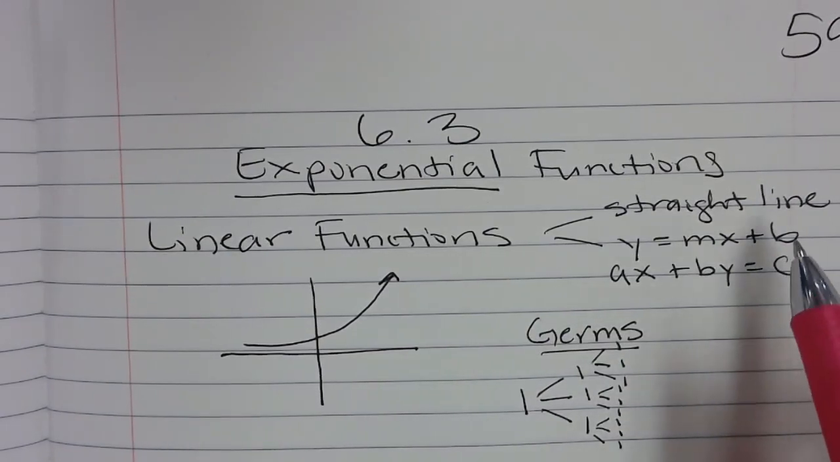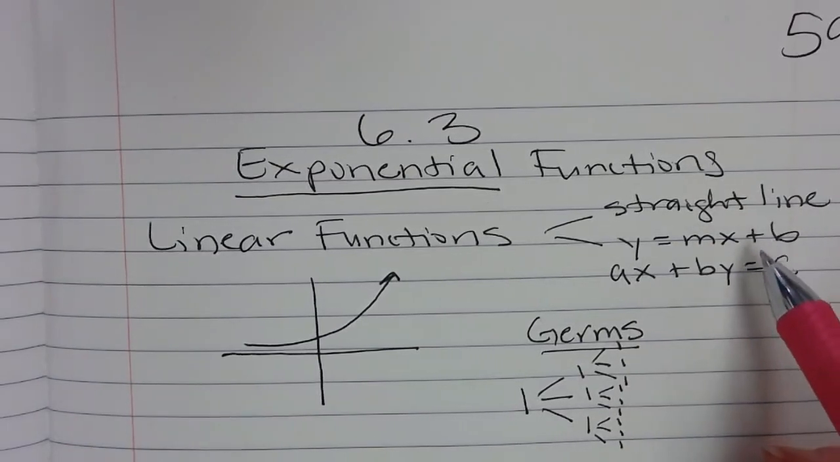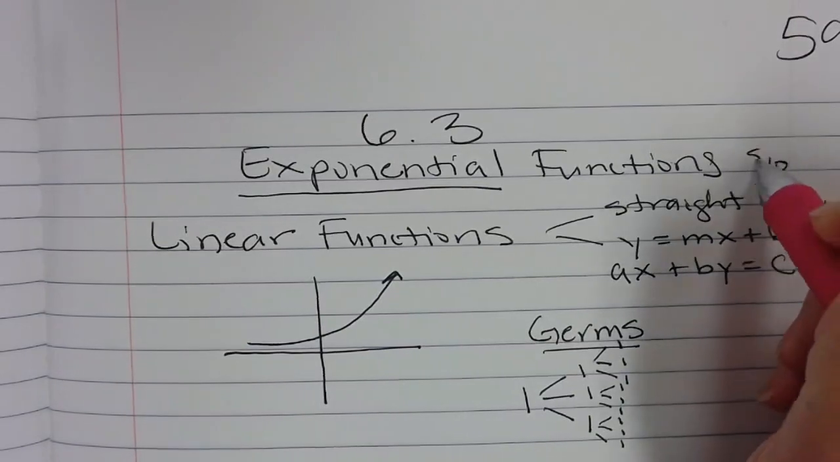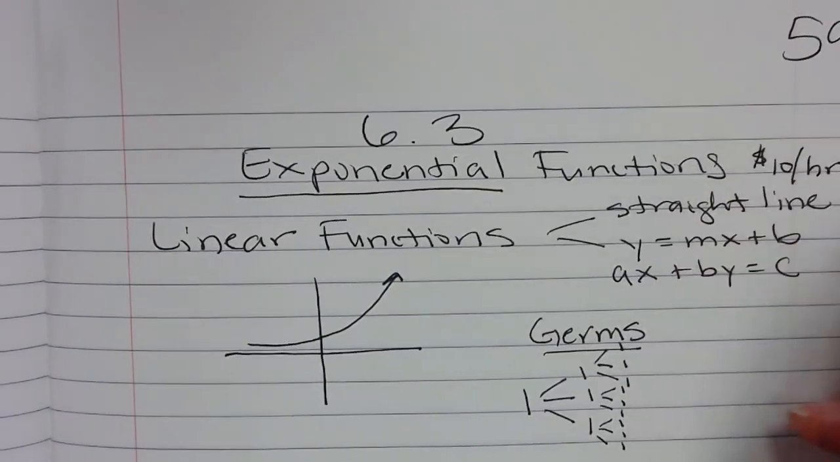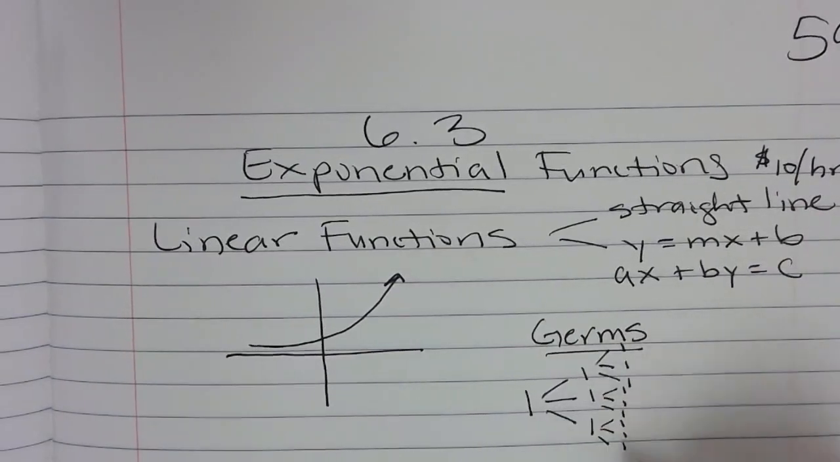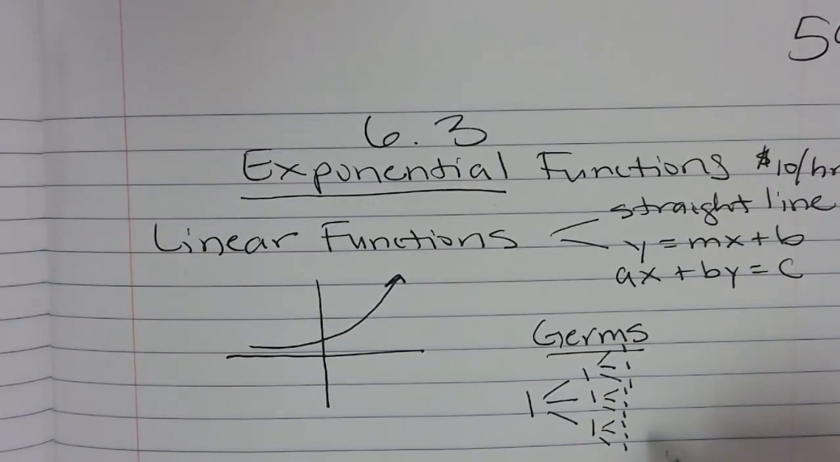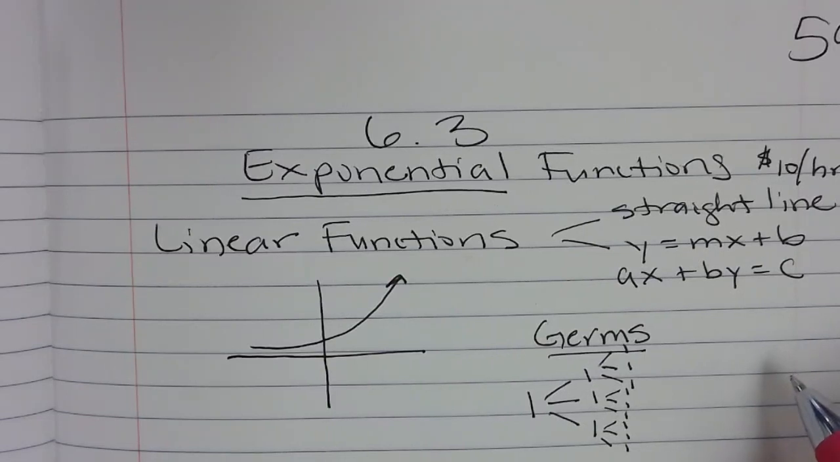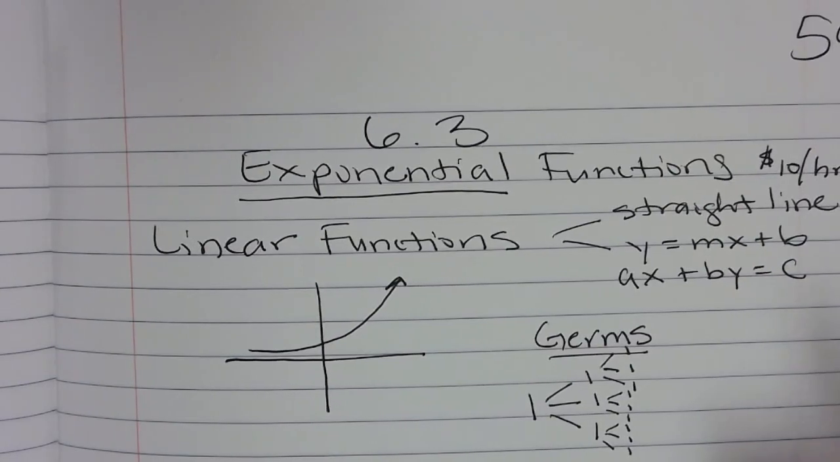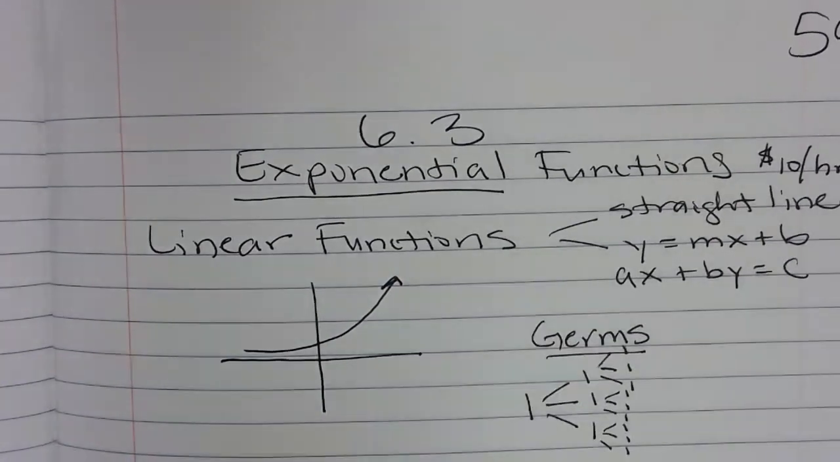In linear equations, it was constant. Let's say you made $10 per hour. So 2 hours is $20, 3 hours was $30. Exponential grows at an extremely fast rate. That's the growth. The other part of it is called decay. When something decays, like a body, it breaks down at an exponential rate very quickly.